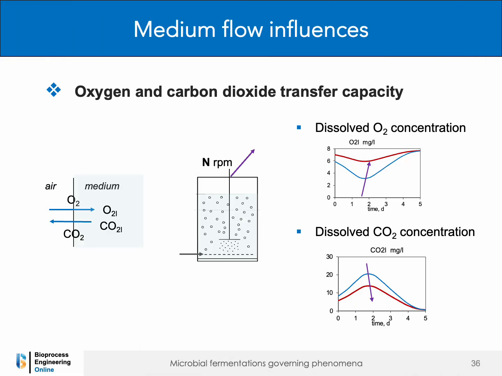Second, fluid velocities within the culture medium directly affect convection-driven mass transfer efficiency. Higher fluid motion enhances the rates of oxygen transfer into and carbon dioxide transfer out of the liquid phase. Consequently, the intensity of mixing influences the dissolved oxygen and carbon dioxide concentration profiles during fermentation. At higher stirring rates, one typically observes a smaller decline in dissolved oxygen and a reduced accumulation of dissolved carbon dioxide.